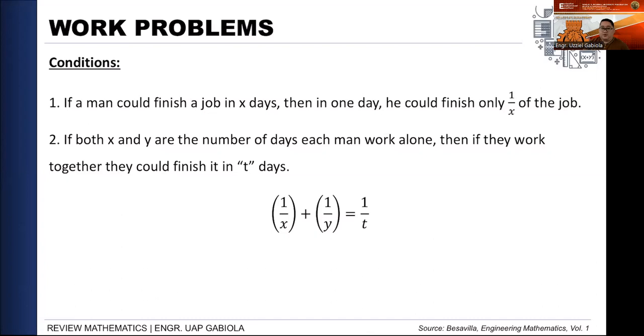Okay? And if both X and Y are the number of days each man work alone, then if they work together, they could finish it in T days, no? So kung halimbawa, yung rate ng one day ng isang worker plus yung rate ng other worker, that will be 1 over T o yung whole work na kaya nilang gawin working together. Okay? So to better understand this, I think we can apply it into an example, no? A word problem example natin.